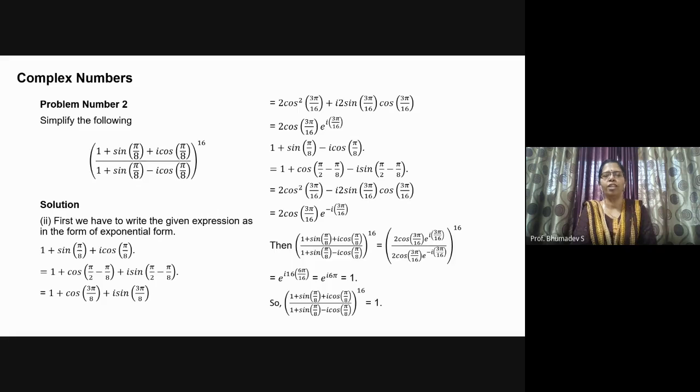Substitute in the respective places and simplify it. When we simplify, we get e to the power of i 6 pi, which is equal to again 1. So 1 is the simplified answer for the given complicated term.